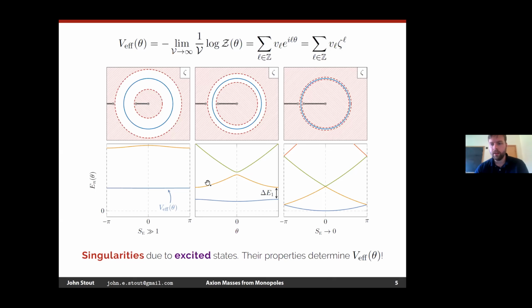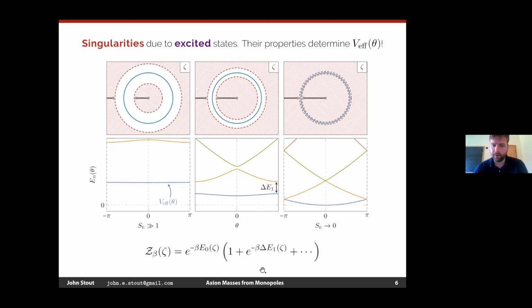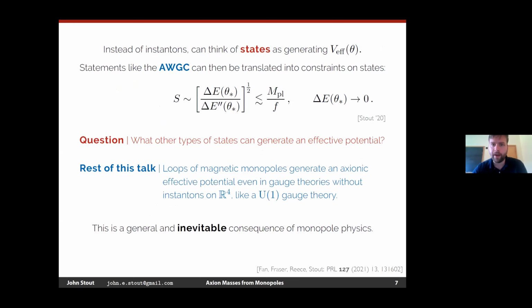We can understand that these singularities are causing this loss of control, and that they are due to excited states, by noting that this effective potential is going to inherit a singularity from the partition function whenever the partition function has a 0 or a pole. And just by writing the partition function in terms of the energy eigenstates of the theory, we can see that I can get a 0 if an energy gap closes. Okay. So this is a general fact about axionic effective potentials, that their convergence properties are determined by light states in the theory.